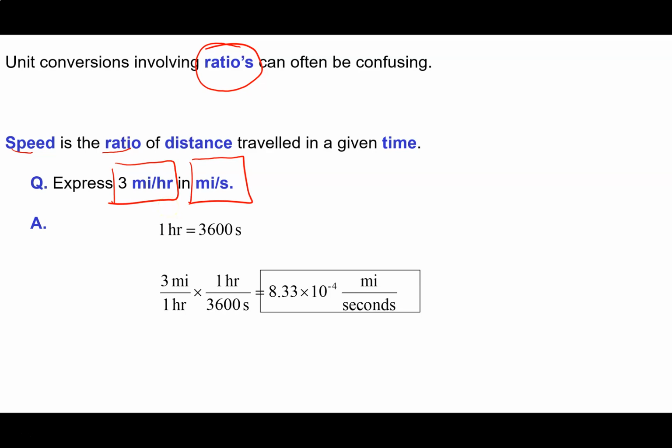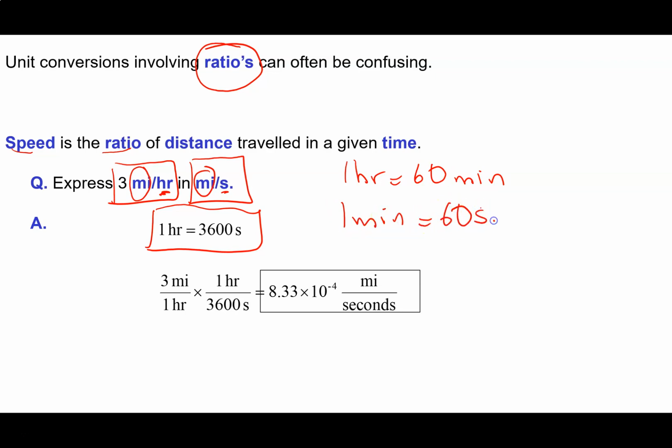And in this problem, what you're really doing is converting what's on the bottom line of your unit here. You're converting the hours into the seconds, but you're leaving the miles alone. So we need to know how hours and seconds are related. Here they are. 1 hour is 3,600 seconds. If you didn't know that, you would do 1 hour equals 60 minutes, and then 1 minute equals 60 seconds, and you'd have to use a second conversion factor.